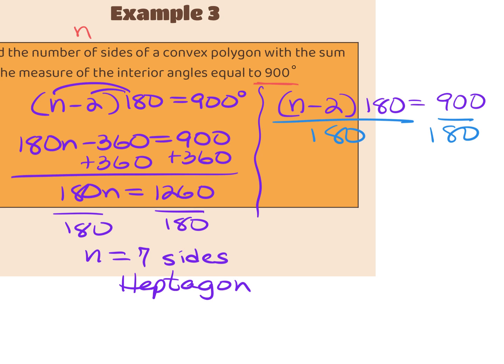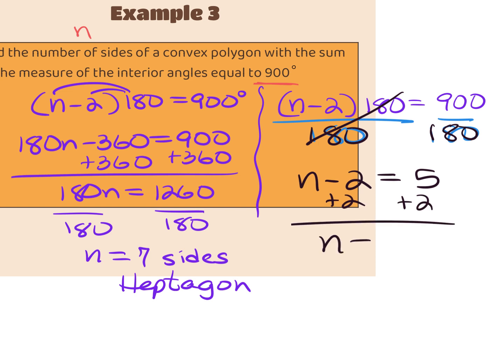I'm going to do this in a darker color. I'm going to divide by 180. That cancels the 180, and now I'm just left with n minus 2, and then 900 divided by 180 is 5, and then add 2 to both sides, and you get n equals 7. So you can choose either method for solving for the side length. And again, when you get questions like this, I want to see how you're solving it algebraically.